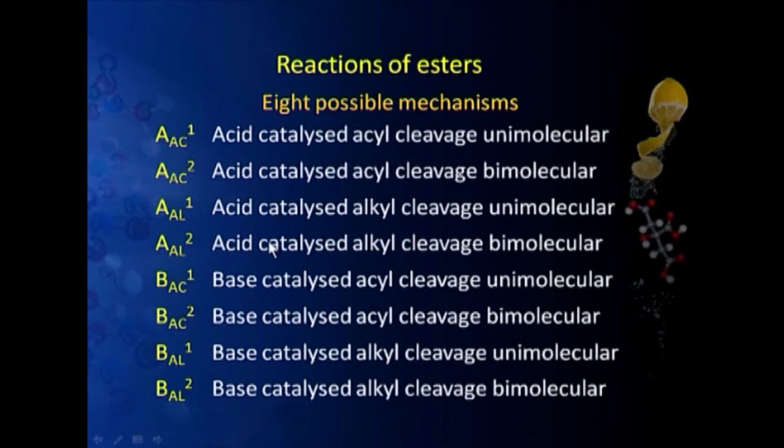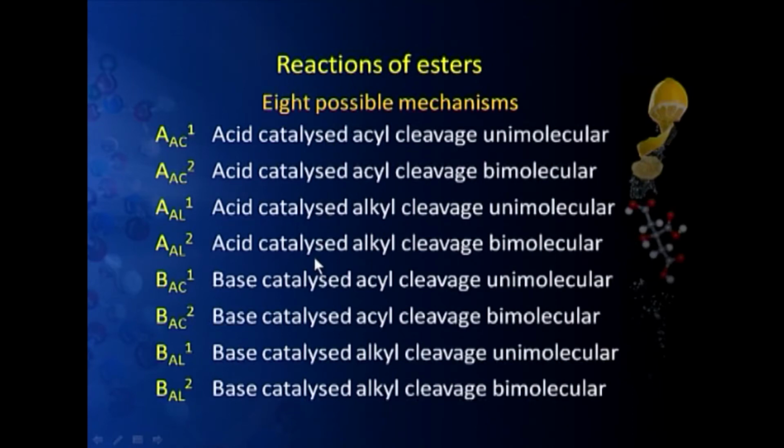Similarly, all these 4 situations of acyl or alkyl cleavage and unimolecular or bimolecular, when they are base catalyzed, the first letter is capital B: BAC1, BAC2, BAL1 and BAL2. BAL2 stands for base catalyzed alkyl cleavage bimolecular. Now, there are 8 possible mechanisms, but these are not all general mechanisms. Out of these 8, there are 2 mechanisms: one is acid catalyzed acyl cleavage bimolecular, and one is base catalyzed acyl cleavage bimolecular. These 2 are very commonly observed when we adjust the condition as acidic or basic.